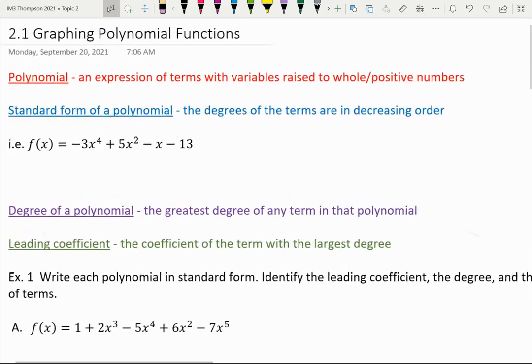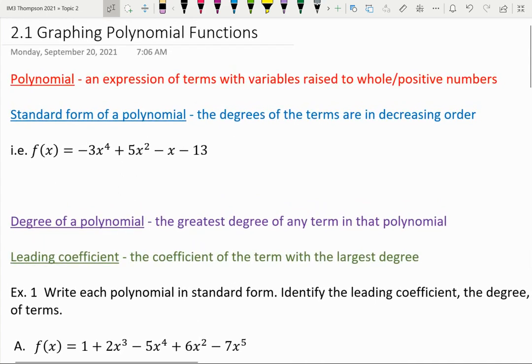So starting off, polynomial. We use this term all the time, but sometimes maybe we can forget what it actually means. A polynomial is an expression of terms with variables raised to whole positive numbers. So we're talking about things like x to the power of 3, x squared, x, things like that. This is not when I have radicals. It's not when I have negative exponents. It's not when I have exponential functions, right? Just polynomials. The entire chapter 2 or topic 2 is about polynomials, so that's what we're going to be talking about.